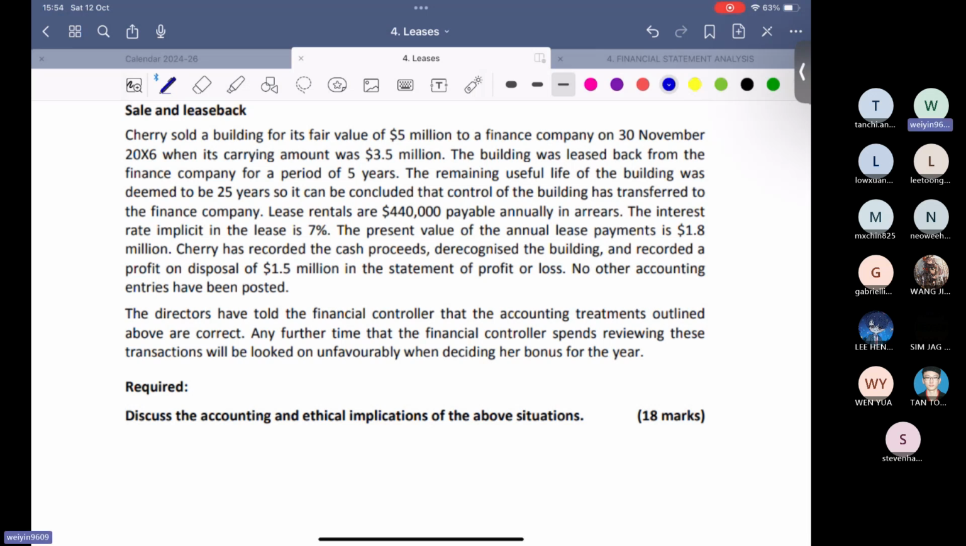Journal entry to debit your cash, then ROU asset, credit your building, credit your lease liability, and credit your gain on right transfer.